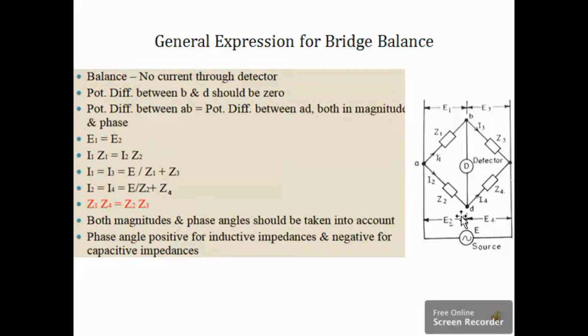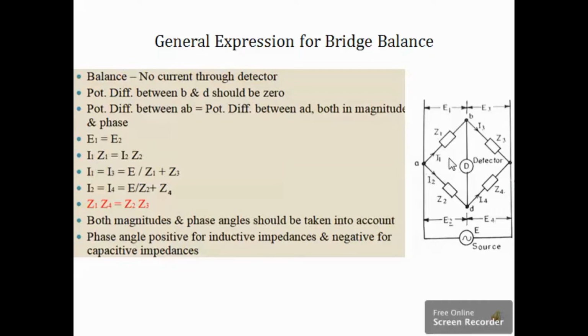This will be the case when the voltage drop from A to B is equal to the voltage drop from A to D. The potential difference between the points A and B is E1 and the potential difference between the points A and D is E2. So, for a bridge to be balanced, the condition is E1 is equal to E2. Here you can see this E1 is the drop across this Z1. So, E1 is equal to I1 Z1 and E2 is equal to I2 Z2. And here I1 Z1 is equal to I2 Z2.